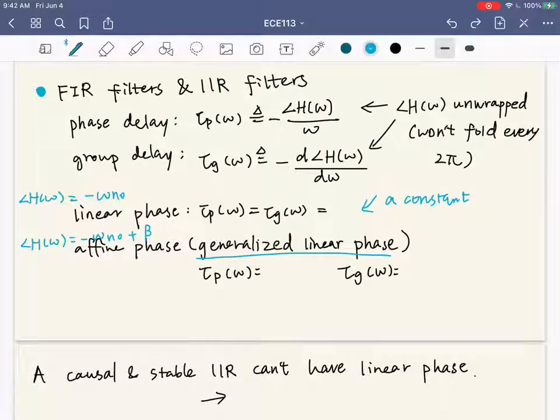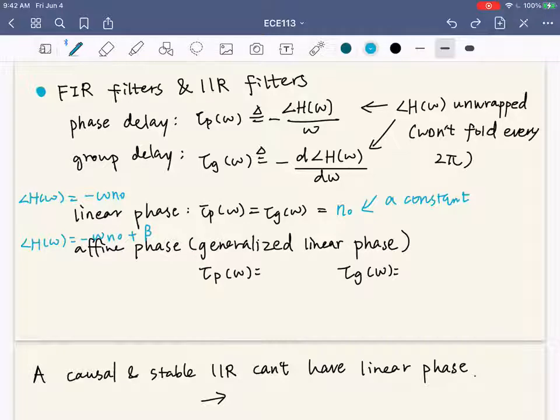Okay, and what's the difference between these two? So linear phase is the strictly linear phase response. When your phase response is omega times a constant, it is linear. And what you can observe from the phase delay and the group delay is that your phase delay will be equal to your group delay and will be equal to n naught, right? Given this equation, you can easily get the result yourself. You get the identical constant, okay?